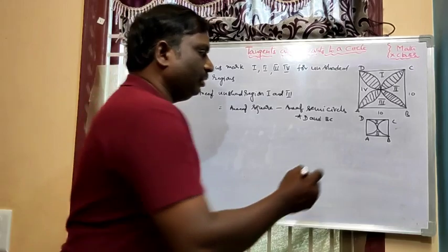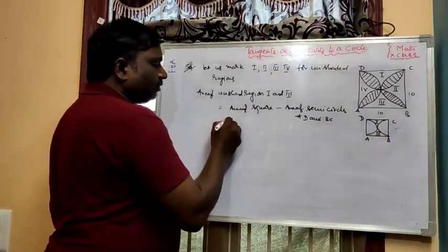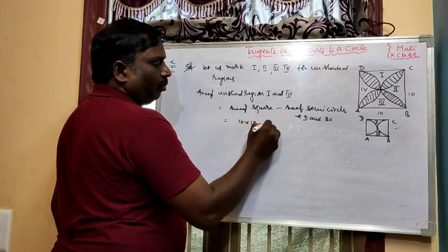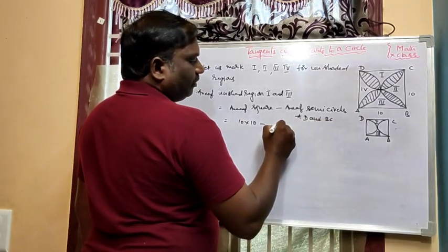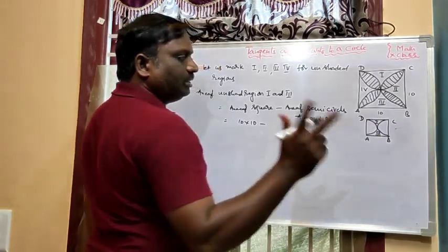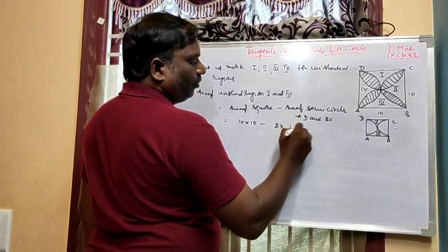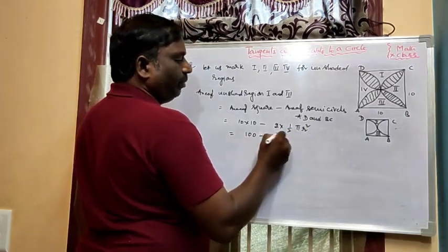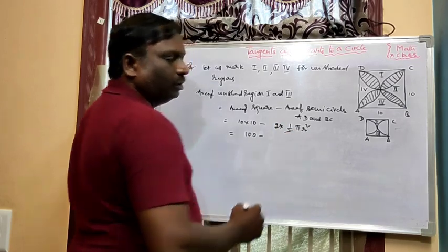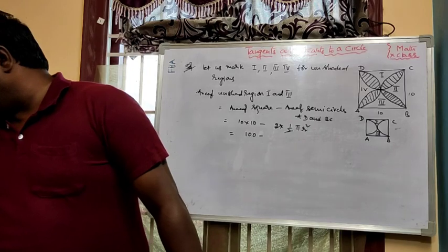1 and 3. Okay. So the area of the square is 10 into 10, minus the area of semicircles. How many semicircles are here? 2 semicircles. That is 2 into half pi r square. 100 minus, 2 gets cancelled. Pi value they are asking in this question.